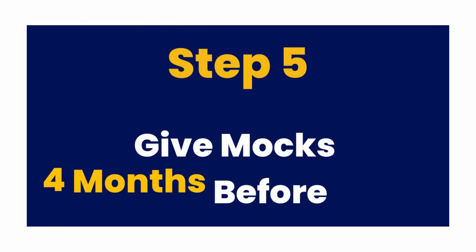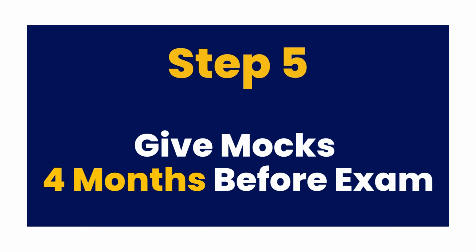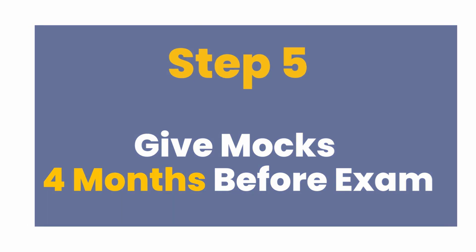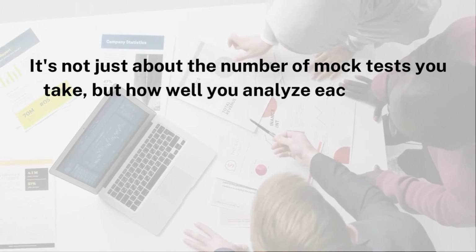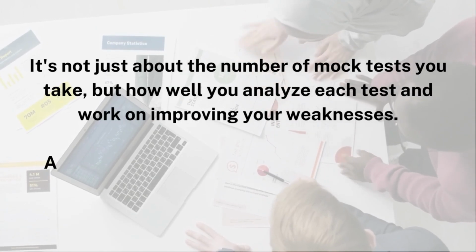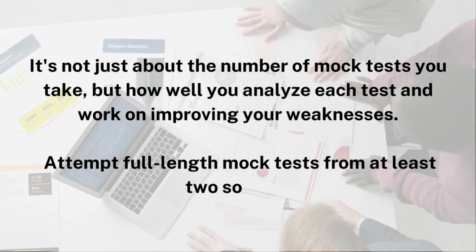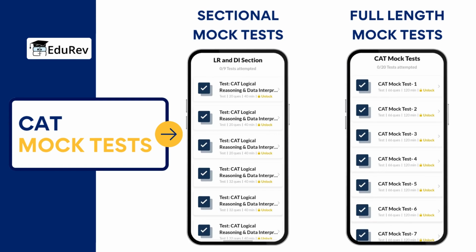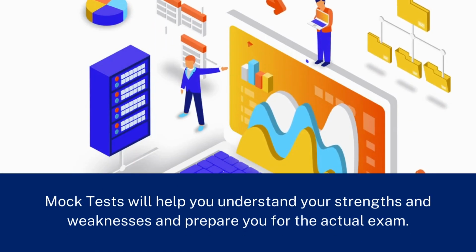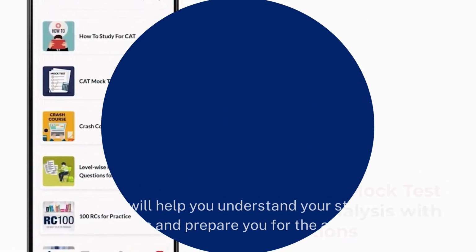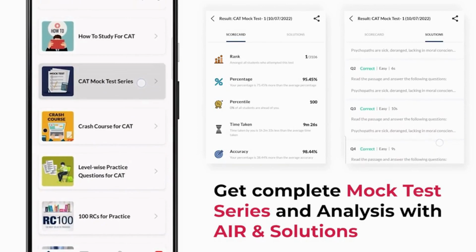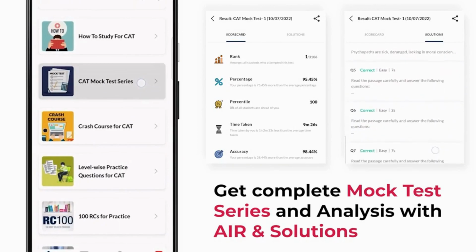Moving on to step 5, it's recommended that you start giving mocks at least 4 months before the actual exam. Now, it's not just about the number of mock tests you take, but how well you analyze each test and work on improving your weaknesses. We suggest attempting full-length mock tests from at least 2 sources, including EduRev Mock Test Series for CAT exam, which offers both sectional and full mock tests. This will help you understand your strengths and weaknesses and prepare yourself for the actual exam. EduRev's mock tests provide real-time percentile and AIR, allowing you to constantly keep track of your performance.